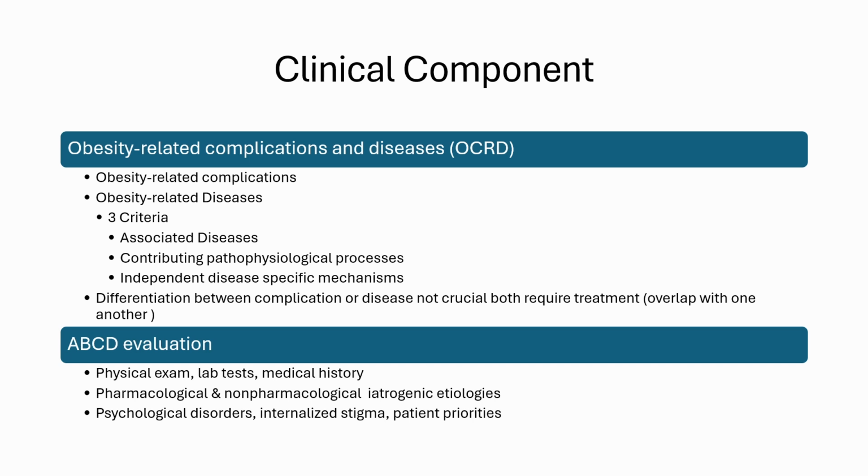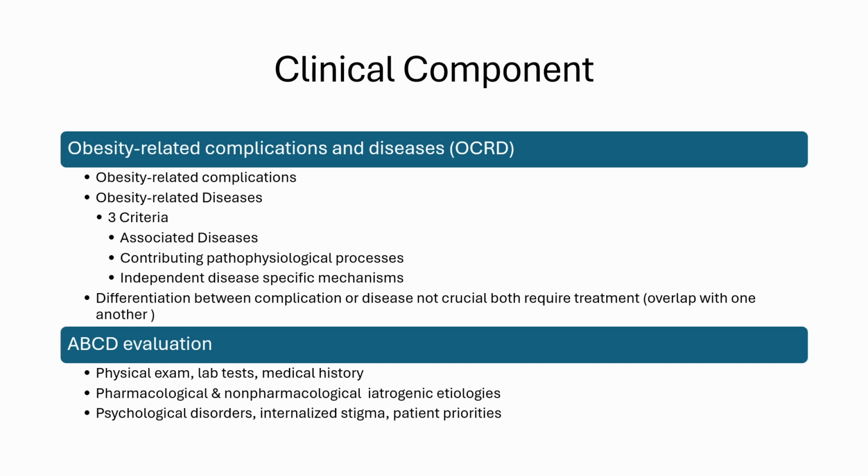Obesity-related diseases must meet 3 criteria. Number 1, they are more common in patients with obesity than the general population. Number 2, these are diseases that arise due to shared pathophysiological processes. In other words, obesity directly contributes to the disease via mechanisms it causes, like insulin resistance in type 2 diabetes. Criteria number 3, they also involve additional pathophysiological processes independent of obesity.